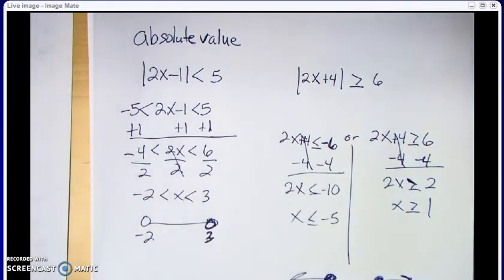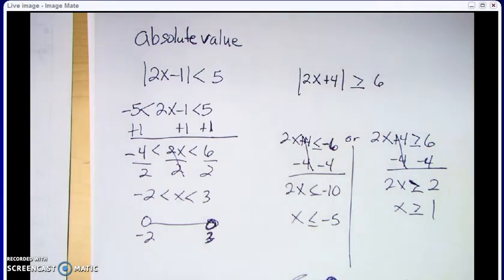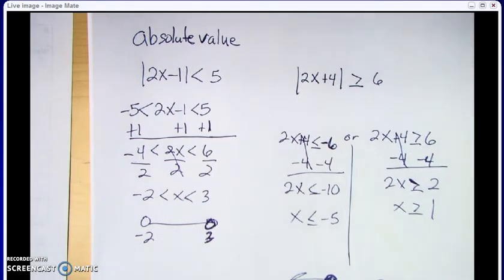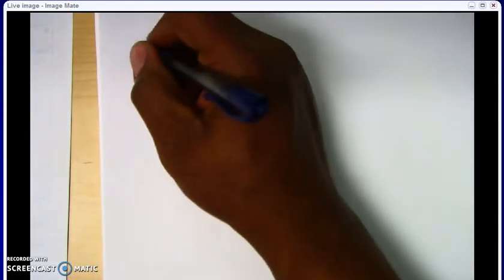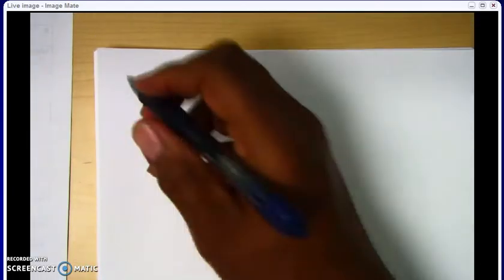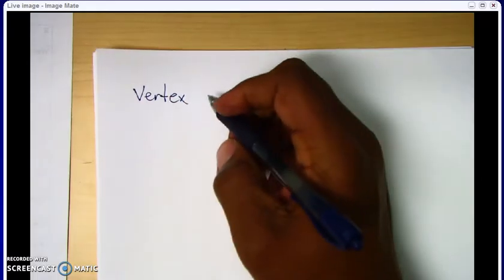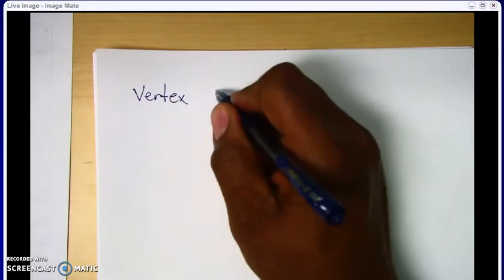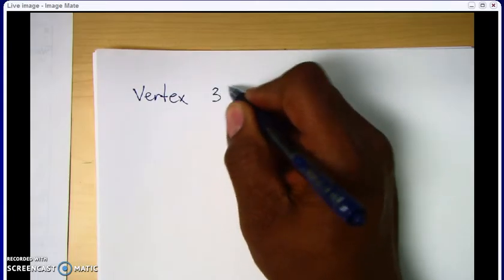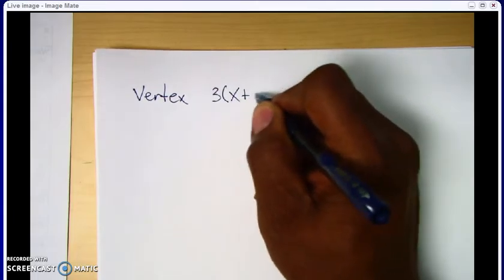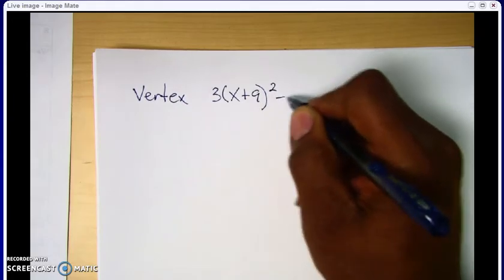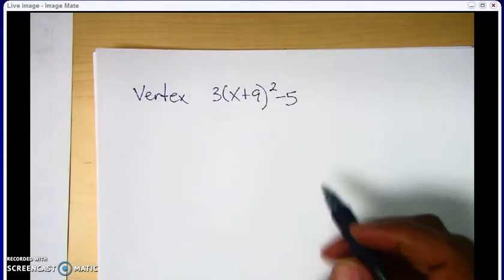Next thing I want to talk about is dealing a little bit more with graphing. So let's get right into it. You've got to know what's going on with vertex form. Okay, vertex form. Here's a typical vertex form problem. 3, make up something here, x plus 9 squared, subtract 5.